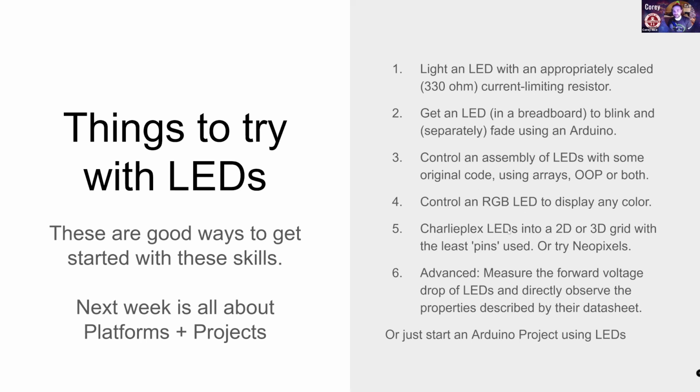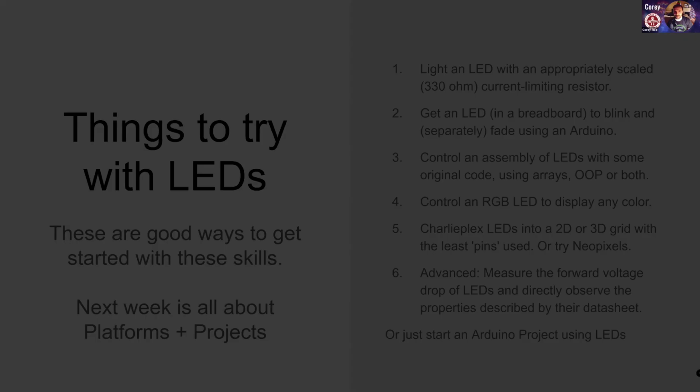And then you can try Charlieplexing if you're interested in that, which is a step towards an LED cube. Or if you wanted to get super crazy, you can measure forward voltage drops of LEDs and observe some of the properties that are described by data sheets, just to go nuts with that. But this is just a sanity check to make sure that you understand what's happening with LEDs. Basically, for the course requirement, just that you can get an LED to work reliably and that you know what's going on with it. That's really the goal.